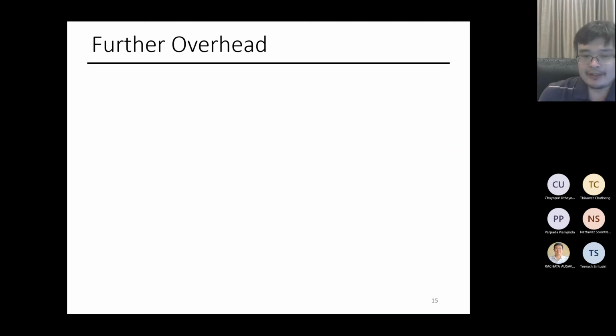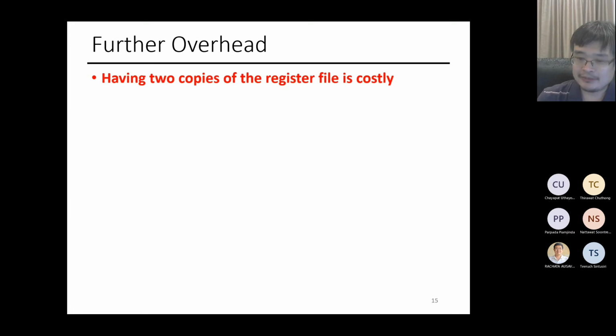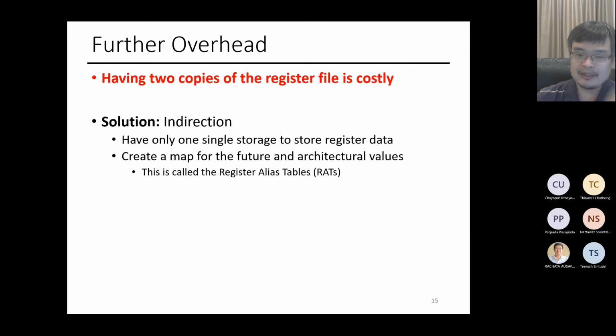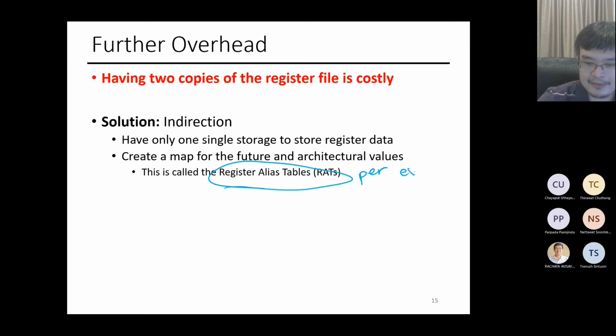As you suggested already, the overhead of this is, well, you have to have 2 copies of the register file, which I say is worth the cost, right? Can we do a little bit better? We can use indirection as well, right? So basically now you can use one single storage to store the register data. So instead of having 2 copies, we can add a structure called the register aliasing table per execute unit.